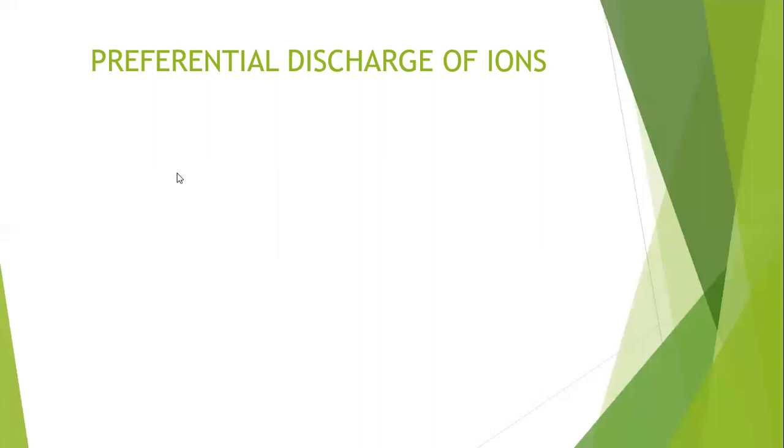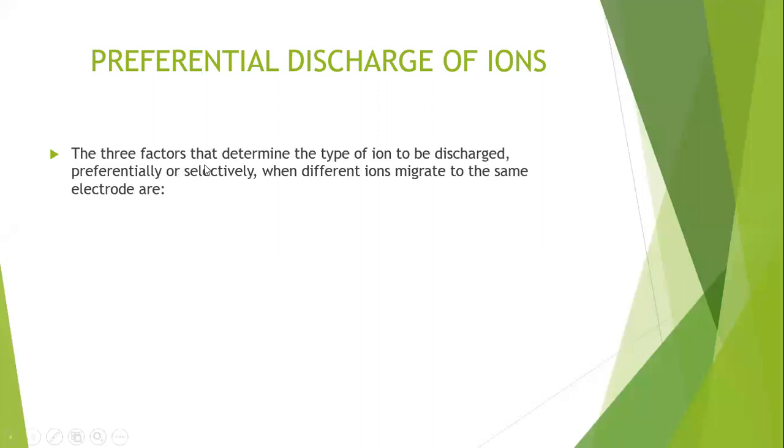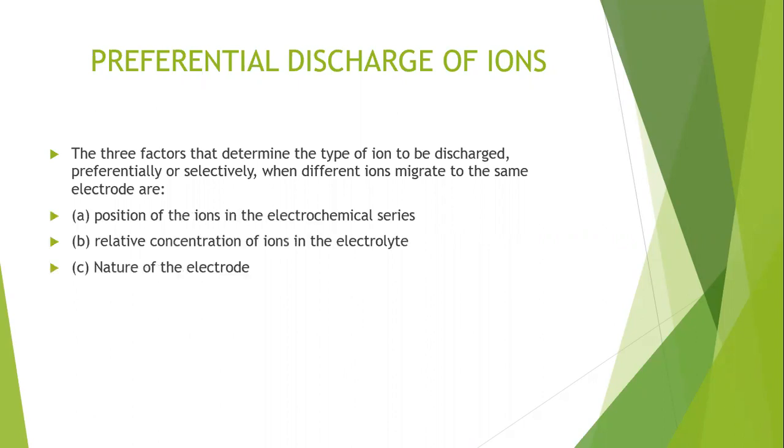There are basically three major factors that determine the type of ions to be discharged preferentially or selectively. When different ions migrate to the same electrode, maybe two ions are migrating to a particular electrode, one of them is going to be discharged based on three major factors. What are they? Number one, the position of ions in the electrochemical series. Number two, the relative concentration of ions in the electrolyte. And number three, the nature of the electrode.